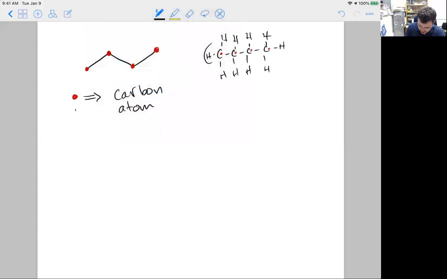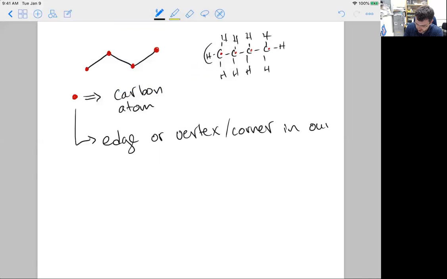Where do the dots come from? They come from an edge or vertex, a corner, in our structure. So every time we change direction, for the most part, or change something about the molecule, that represents a carbon atom.